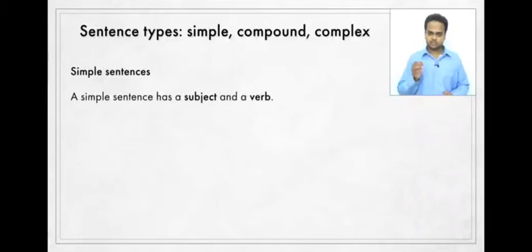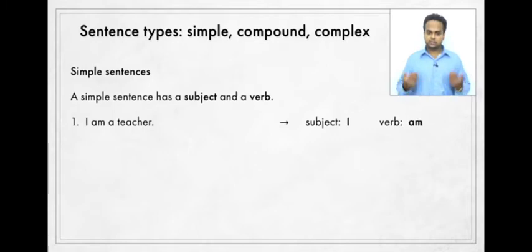A simple sentence contains a subject and a verb. For example, I am a teacher. Here the subject is I and the verb is am.